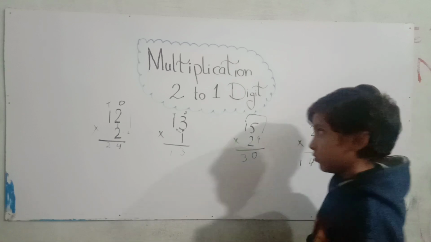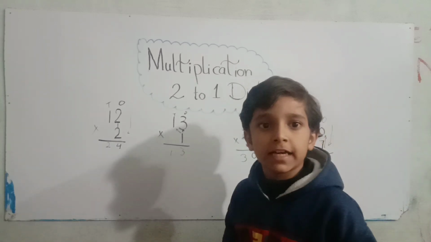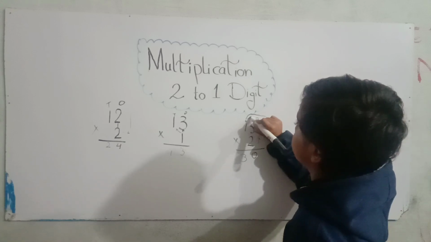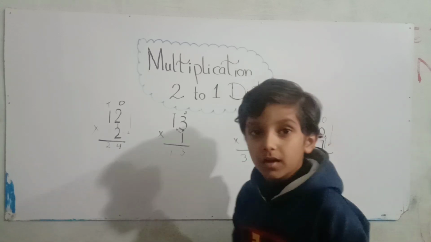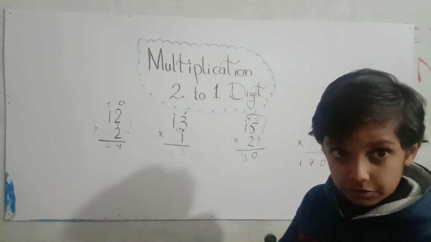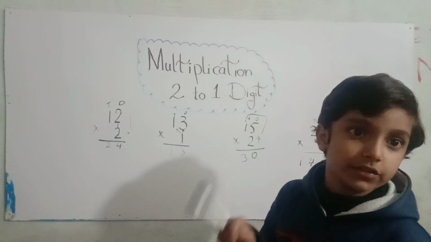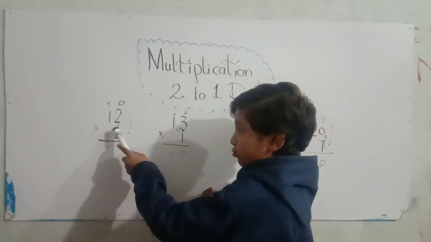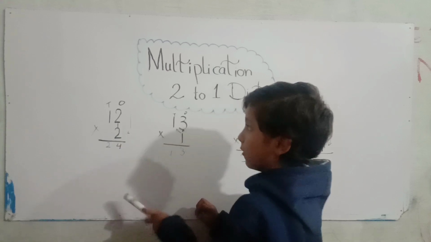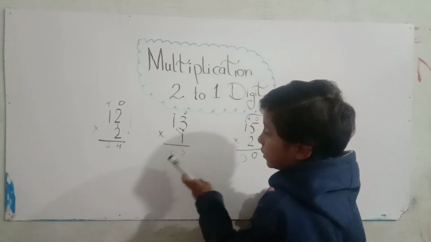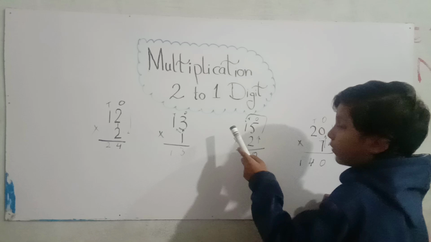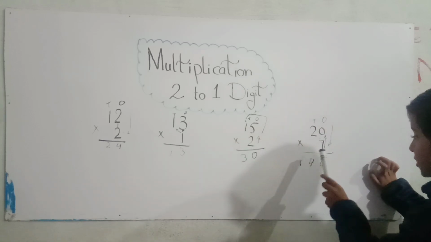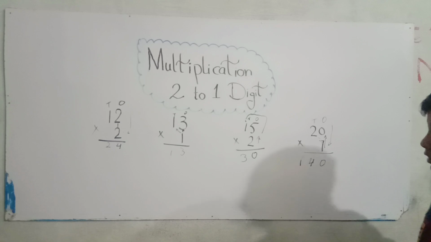So I made a mistake because I didn't write the tens and ones over here. So I write it for all of the questions. Let's recite that together. 12 times 2 is 24. 13 times 1 is 13. 15 times 2 is 30. 20 times 7 is 140.